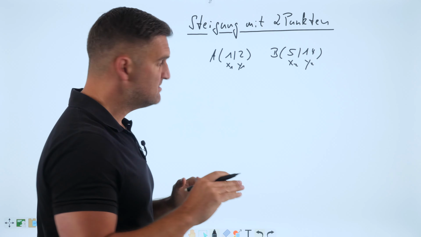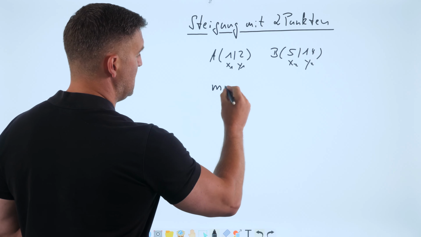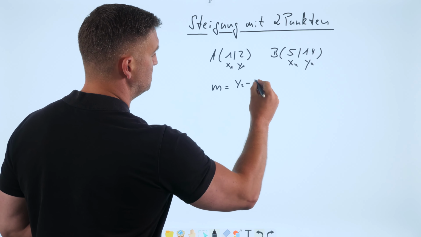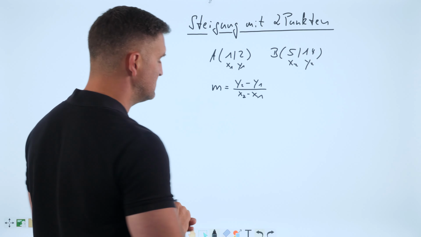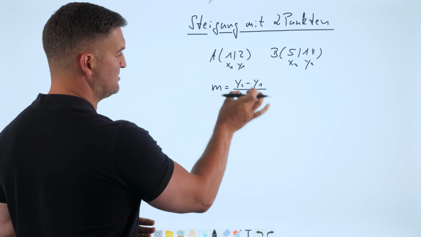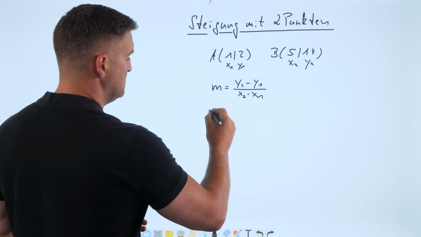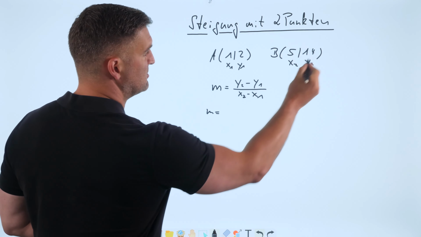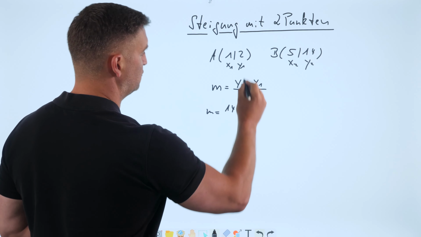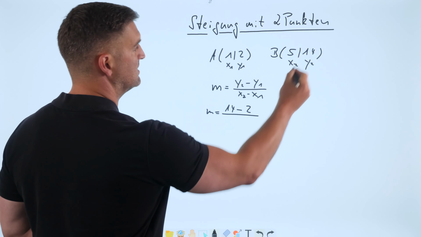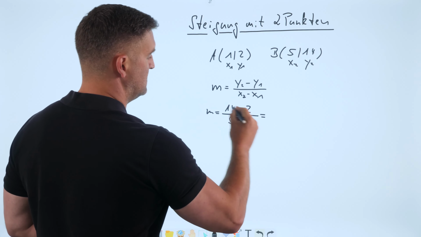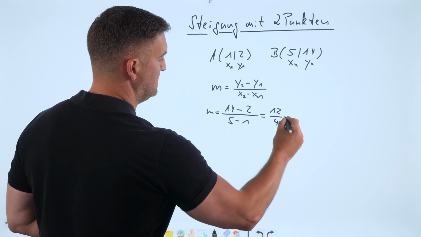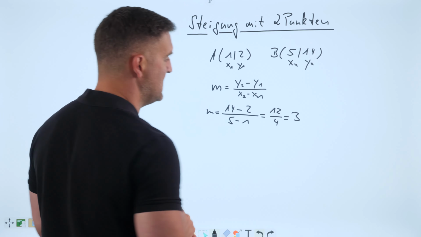The slope through these 2 points is described by m equals (y2 minus y1) over (x2 minus x1), so the ratio of the difference in the y values to the difference in the x values. We substitute and get y2, 14, minus y1, which is 2, over x2, which is 5, minus x1, which is 1. We have 12 on top and 4 on the bottom and get 3 as the slope.